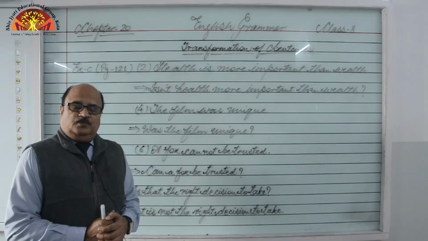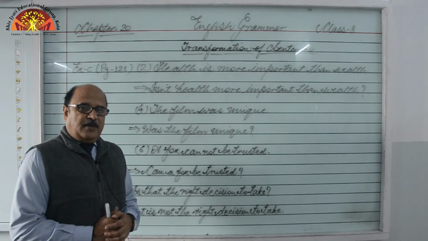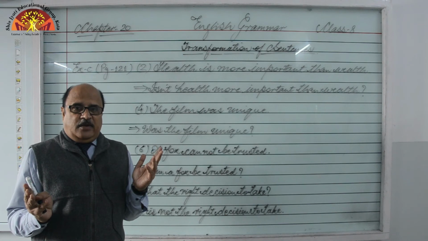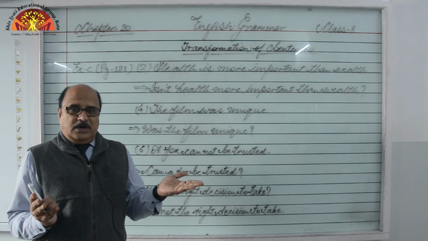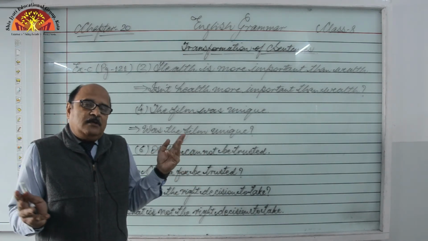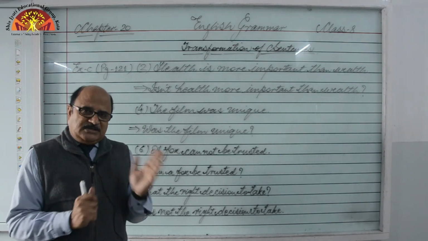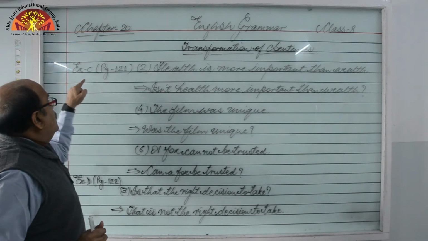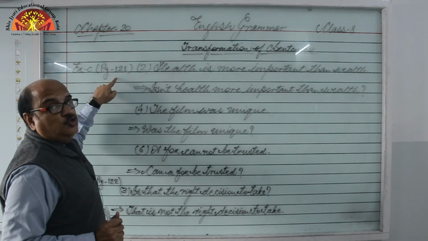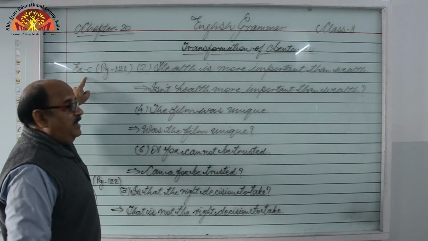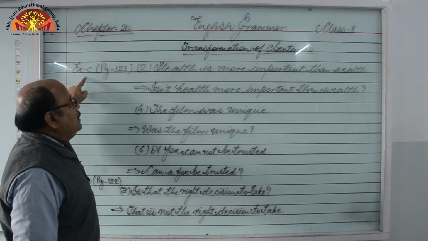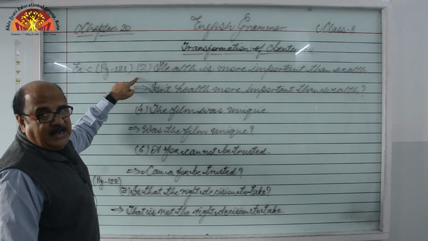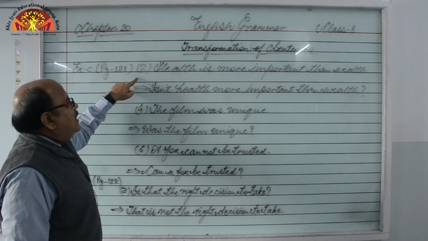Is it clear now? So students, now second type of transformation, and that is assertive to interrogative, then interrogative to assertive, vice versa, right? We have learned the first one, means assertive to negative and negative to assertive. Now open your book at page 121, exercise C. In this exercise you have been told to change an affirmative, means an assertive, into interrogative.